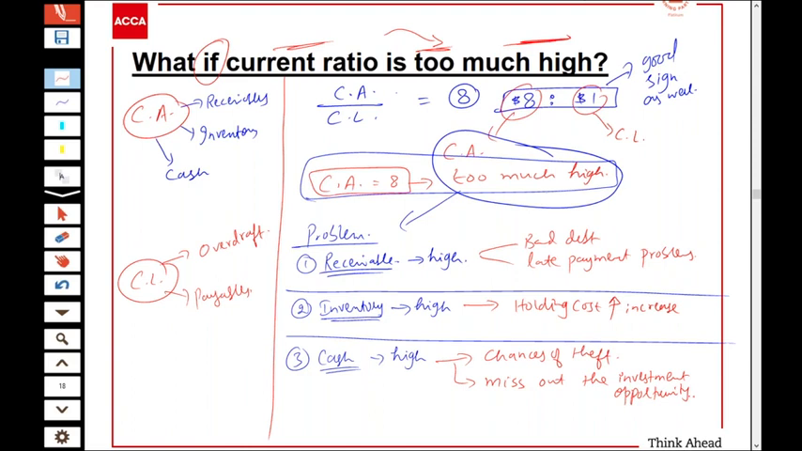So what if the current ratio is too high? Do not forget the other side of the point. That is the side effects of having a very large amount of current assets and a very increased current ratio, that is, current assets over current liabilities. So there are side effects as well if the current ratio is too high. And I've written those side effects.